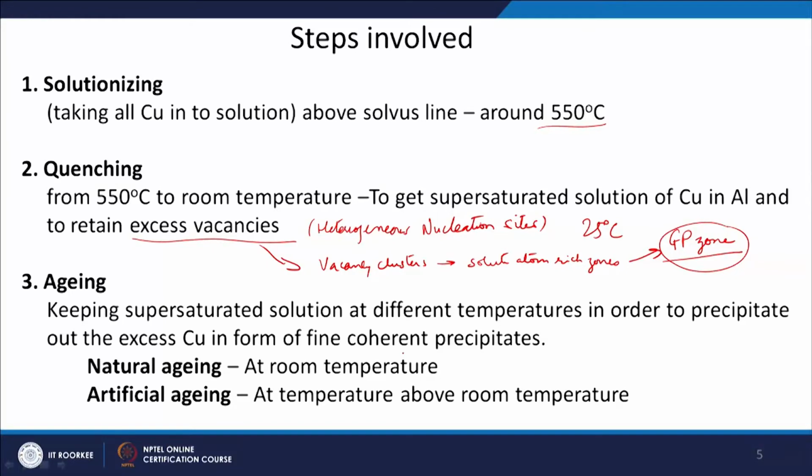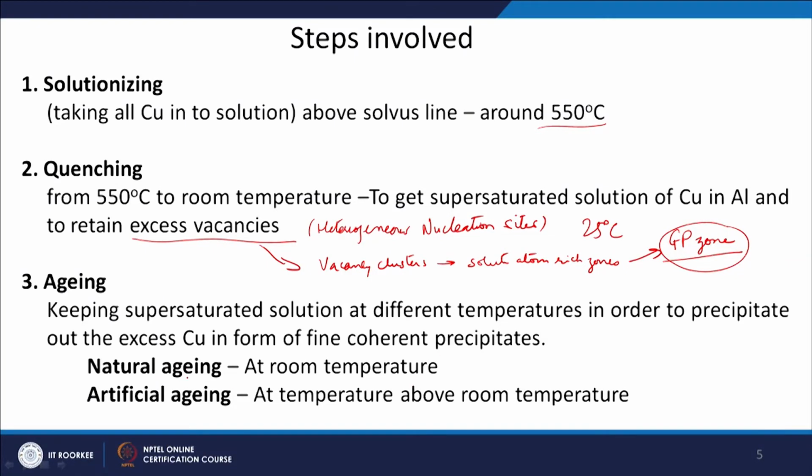Let me explain it to you. When you have two phases, you are going to have an interface between them, okay. If this interface is such that the atoms across the interface have very nice matching, then we will call it a coherent interface, okay. So we will be forming these fine coherent precipitates by doing aging.